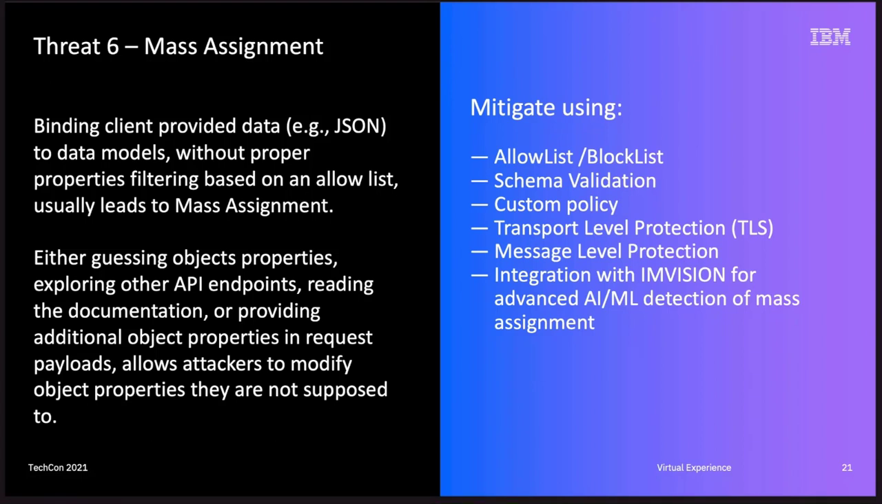There are also properties that should not be edited by the client, such as permissions related properties that are set only by admins. If these properties are identified by attackers, it could lead to privilege escalation, data tampering, or could result in bypassing stringent security mechanisms. How can you mitigate this threat using API Connect?